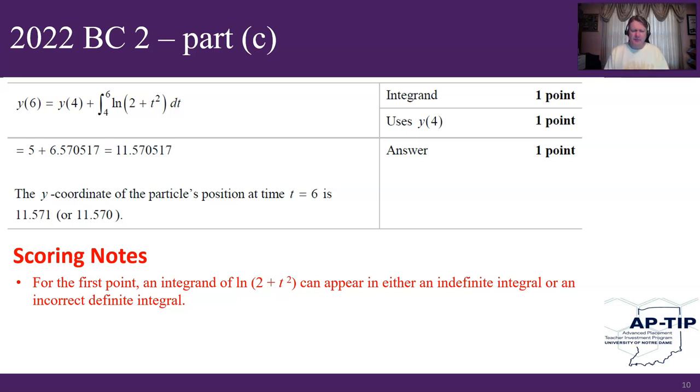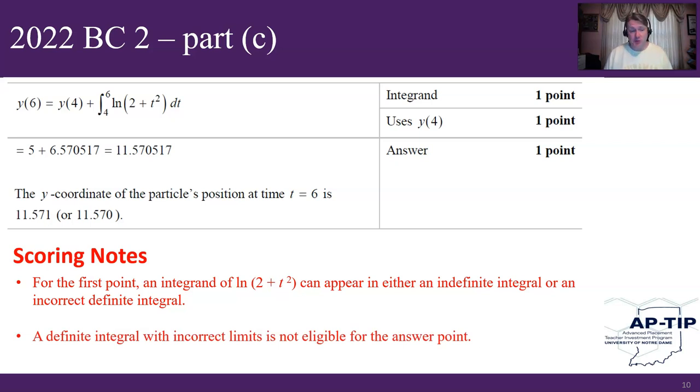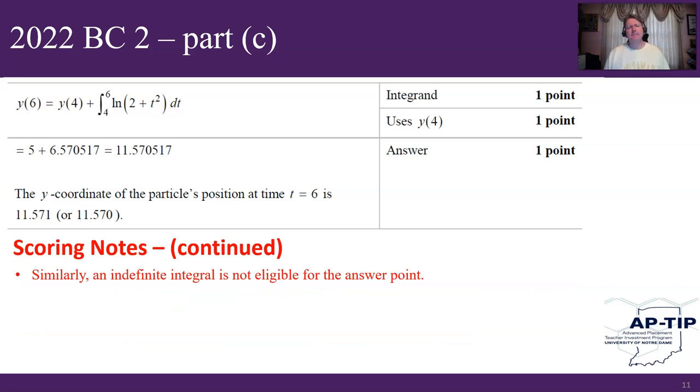Now, if the student were to put that in an incorrect definite integral, which is pretty much stating incorrect boundaries, that would not help us, but we're still going to be okay with that because we're focusing on that integrand only. A definite integral that has the incorrect limits is not going to be eligible for the answer point. They still might be able to get the second point if they've utilized y of 4 and implemented that correctly, but the answer point will be sacrificed. Similarly, an indefinite integral is not going to be eligible for that answer point. They still could earn that second point utilizing y of 4.